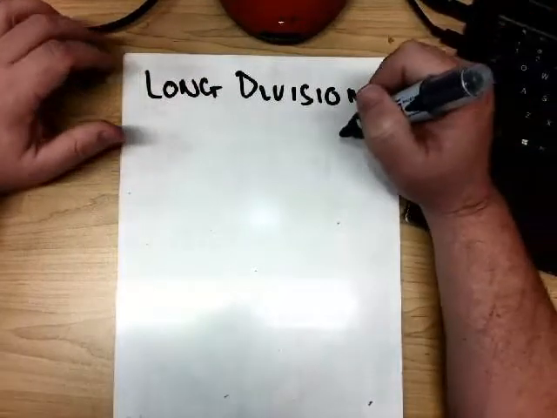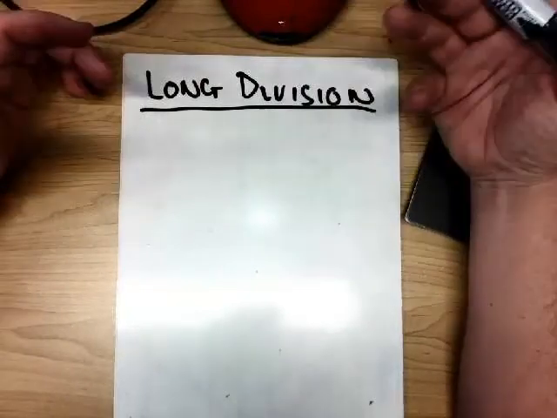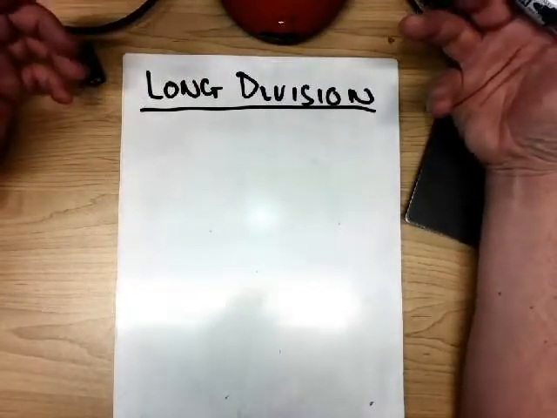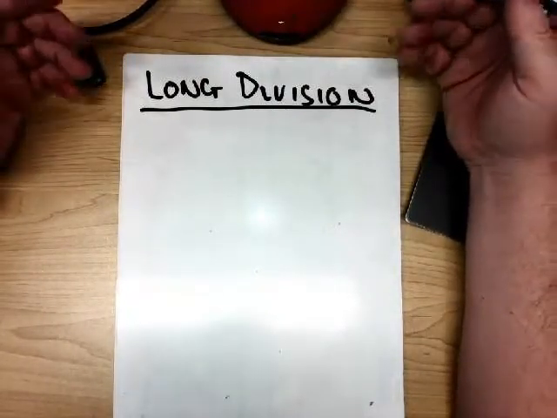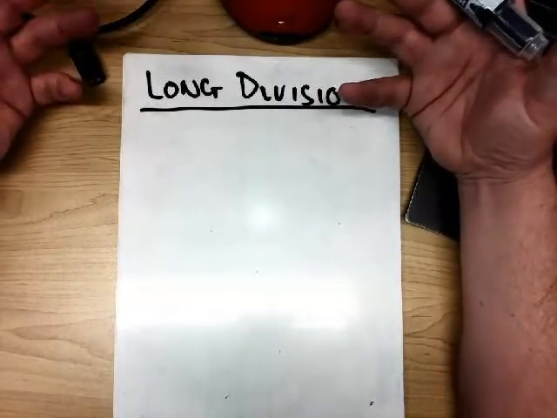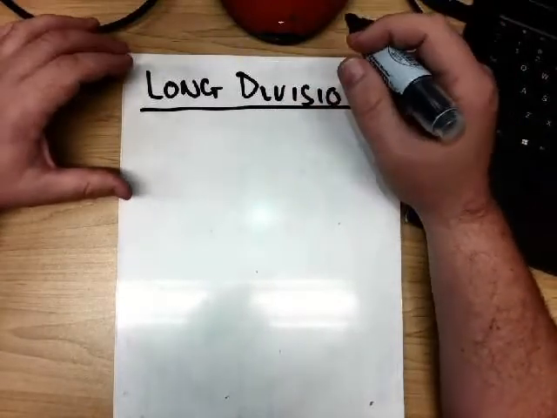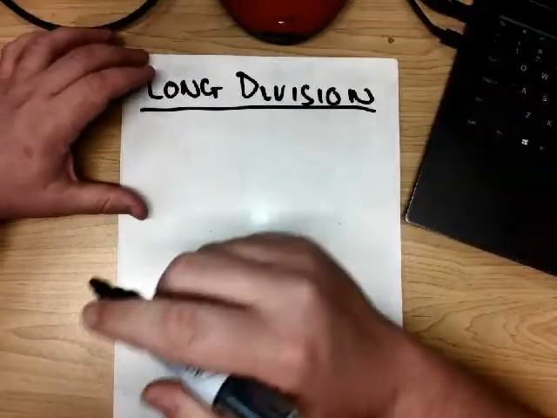And I tend to find it easier than short division, because in short division there's like a bunch of different strategies we use and so on. And long division, I know there's probably other strategies that I'm not thinking of, but I tend to think of it as one solid plan. So let's have a look. There's several steps to it.